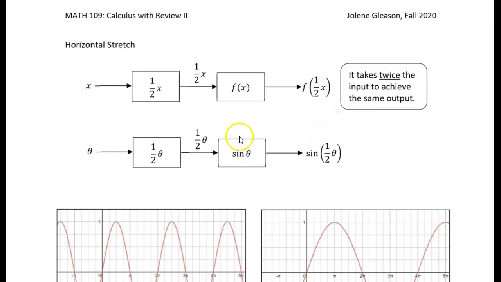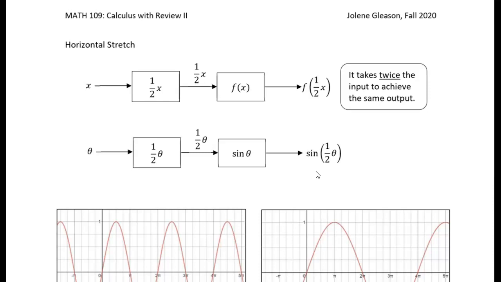All right, so let's see what happens when we take a function's input and cut it in half. Then it's going to take twice as much input to achieve the same output. The same thing happens with the sine function. If we take the input to the sine function and cut it in half, we multiply it by a half, then it's going to take twice as much theta to give us the same output that sine would have otherwise.